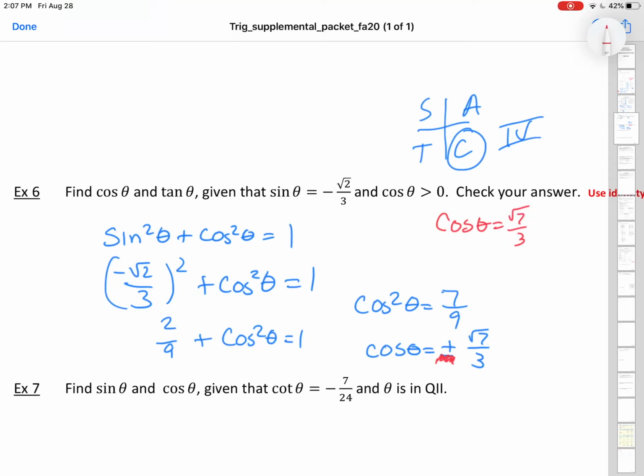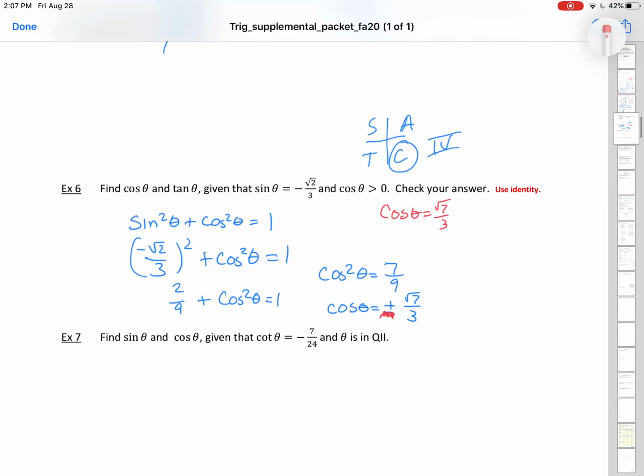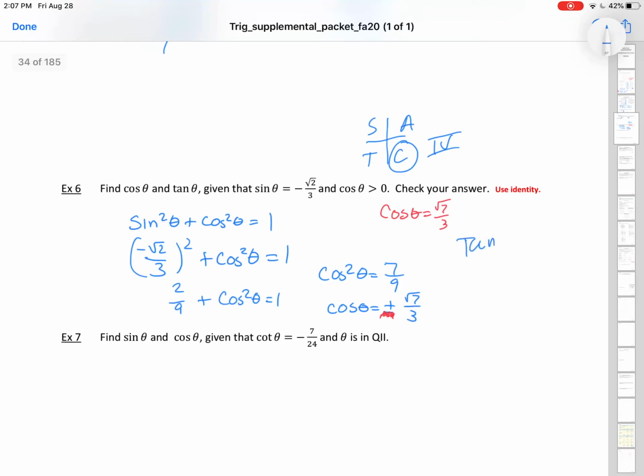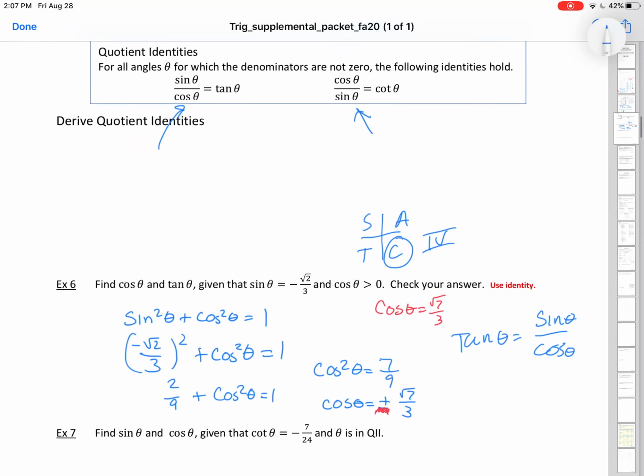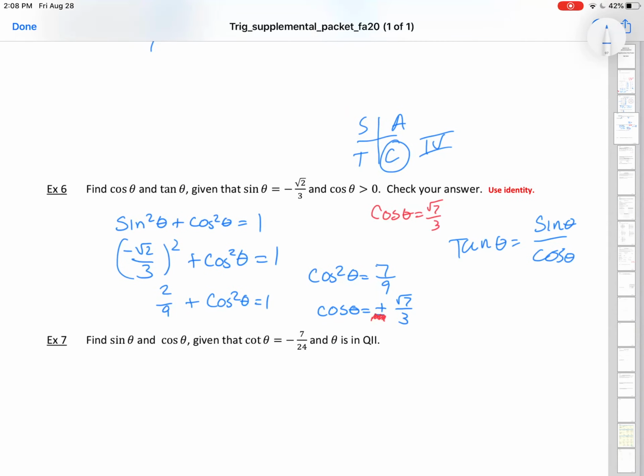Now that we know the cosine of theta, let's come in here and figure out the tangent. And they say to use identity, so let's do that. What do you know the tangent theta is? Tangent theta is sine theta divided by cosine theta. That's mentioned above here. But remember, sine is y, cosine is x, so that makes a whole lot of sense that it was y over x.